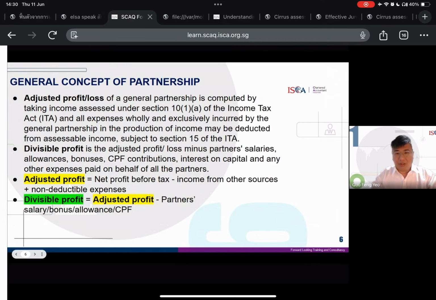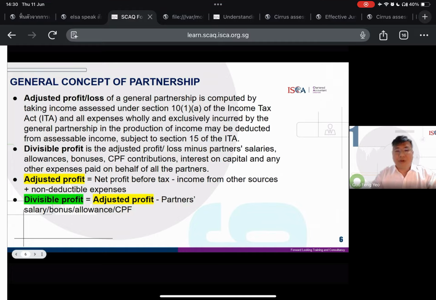Now, what are the important key terms that you will be required to compute for taxation of a general partnership? Take a look at the slide and be familiar with these terms. The two key terms that you have to understand will be the adjusted profit of a general partnership and divisible profit of a general partnership.